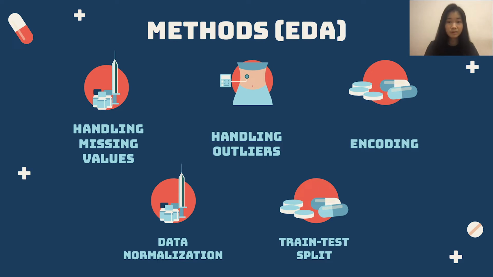The first one is EDA methods. First, handling missing values. We handle them by replacing them with the mean. Second, handling outliers. We handle them by removing data entry errors. Next, encoding. In the encoding step, we encode the numerical values into factors. Next, data normalization. We normalize the data to a range between 0 and 1. Lastly, train test split. We split the dataset into 80% train set and 20% test set.